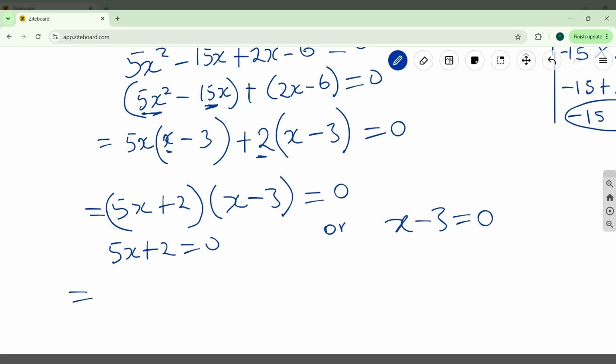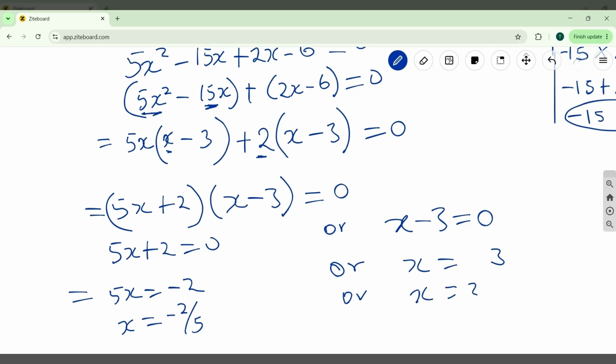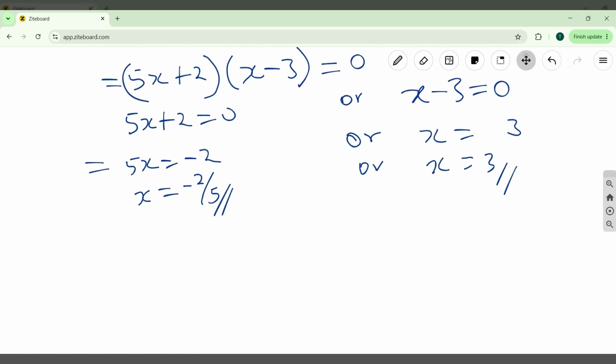So if we proceed here, this becomes 5x is equal to negative 2 or x is equal to positive 3. Therefore, x is equal to negative 2 divided by 5 or x is equal to 3. So that becomes the two values for x if we factorize that quadratic equation.